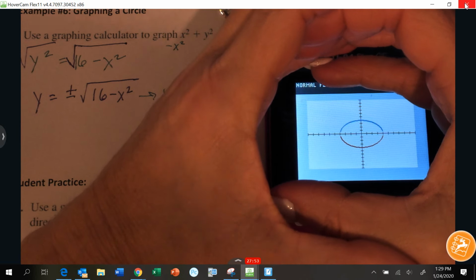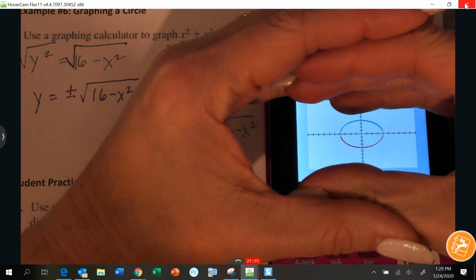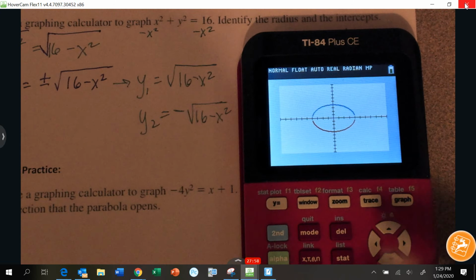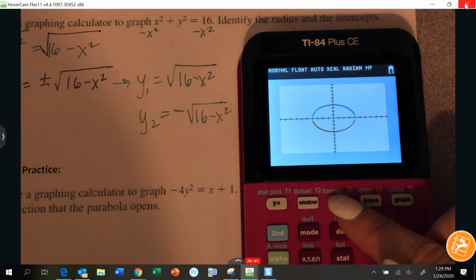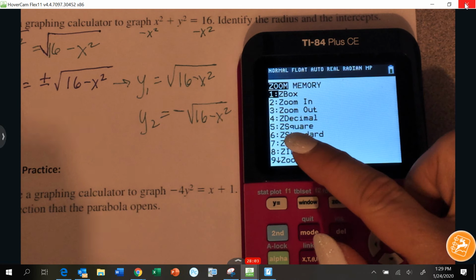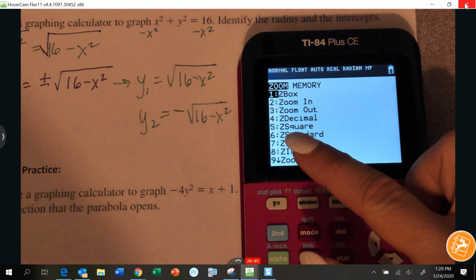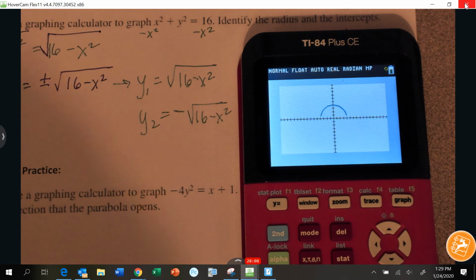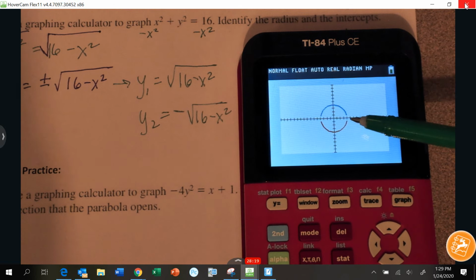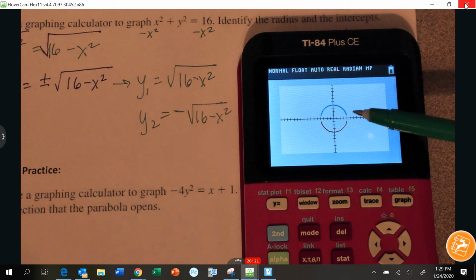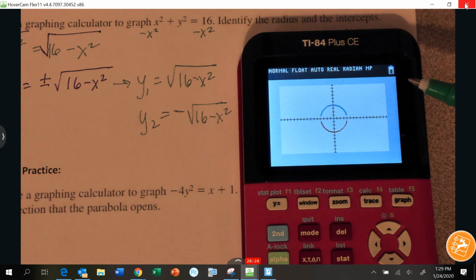Yeah, a teeny tiny bit, I see what you're saying. But it stretches it. Zoom. Zoom square is 5. And now it should be circular. Okay, now it looks like a circle. There's something else that bothers people. It's the fact that your calculator doesn't connect it. I promise it is connected.